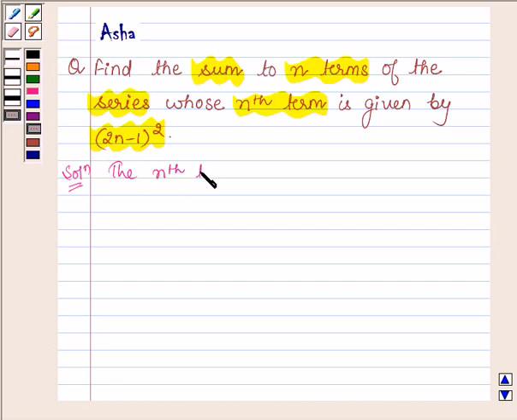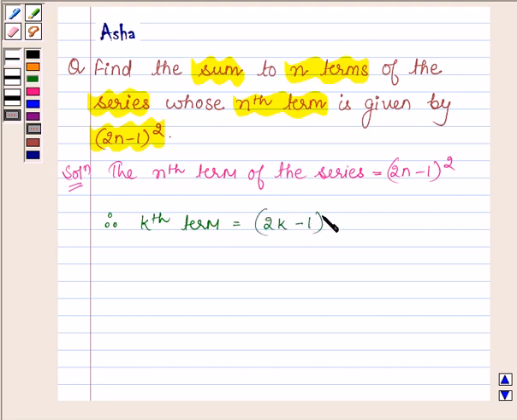The nth term of the series is equal to (2n minus 1) whole square. Therefore, the kth term of the series will be equal to (2k minus 1) whole square. So let the kth term be denoted by ak.